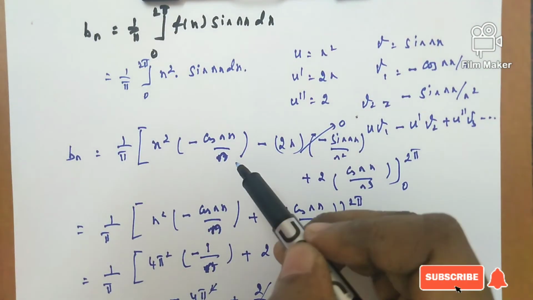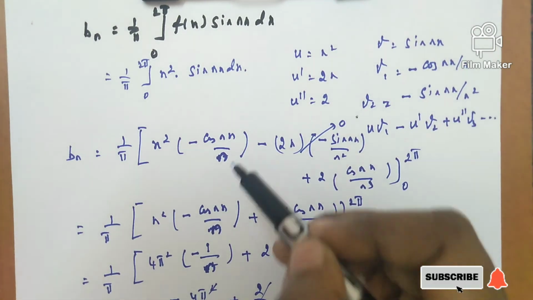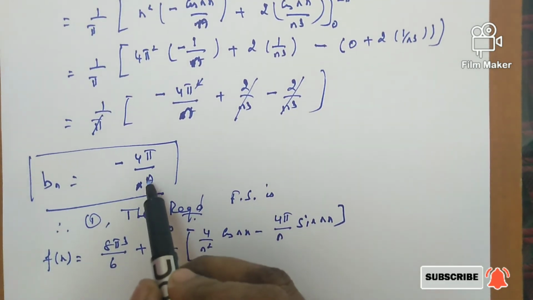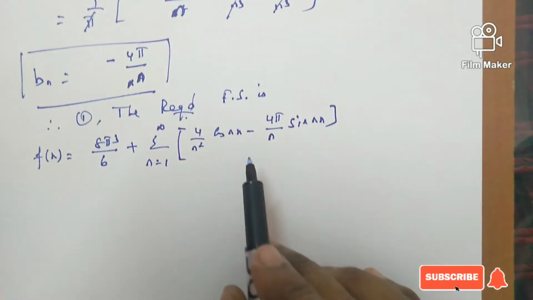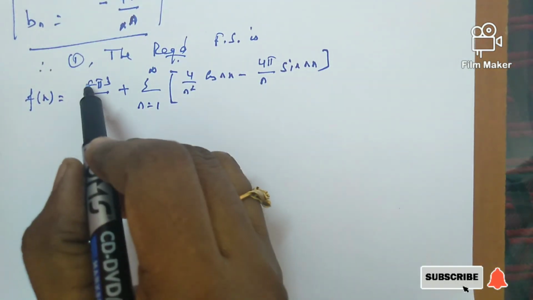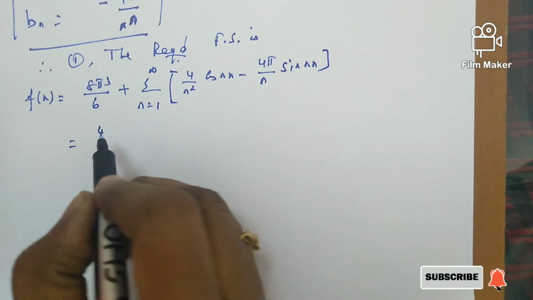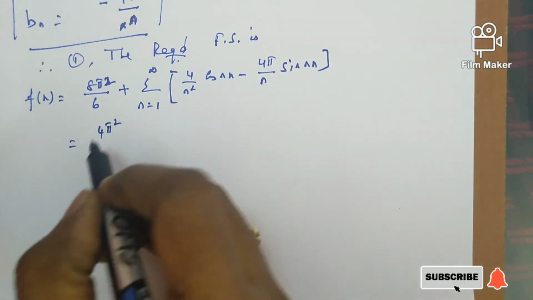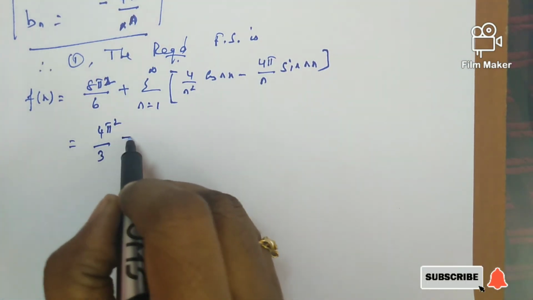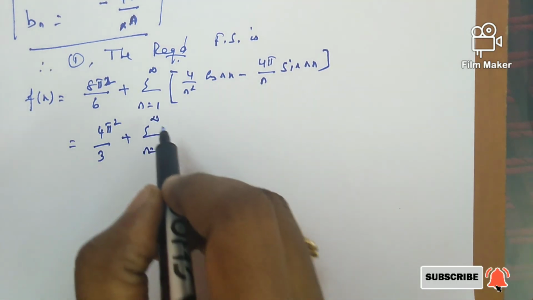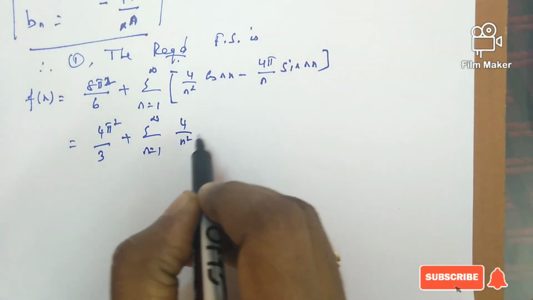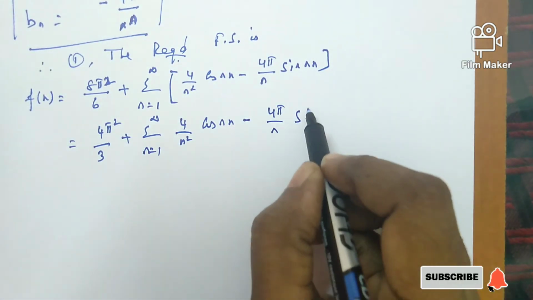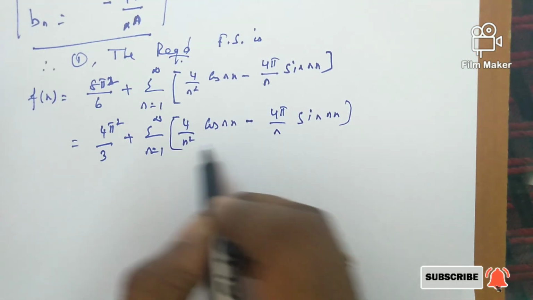The Bn I have written as n square. Actually it is n, minus cos nx by n, so this will become n. Here also n, and this will also be n. So our Bn answer is minus 4 pi by n. So when you are substituting here Bn as minus 4 pi by n, here you can cancel the terms. So f of x is equal to 4 pi square by 3 plus sigma n equal to 1 to infinity 4 by n square cos nx minus 4 pi by n sin nx. So this is the required Fourier series.